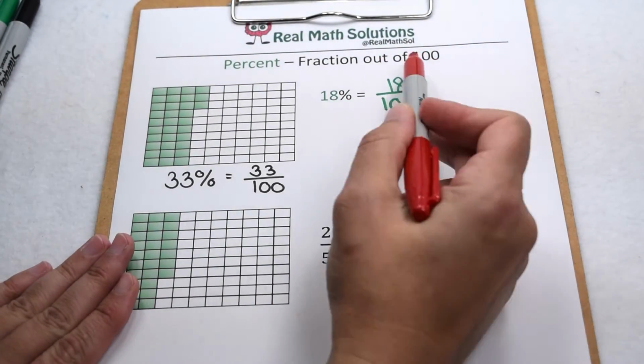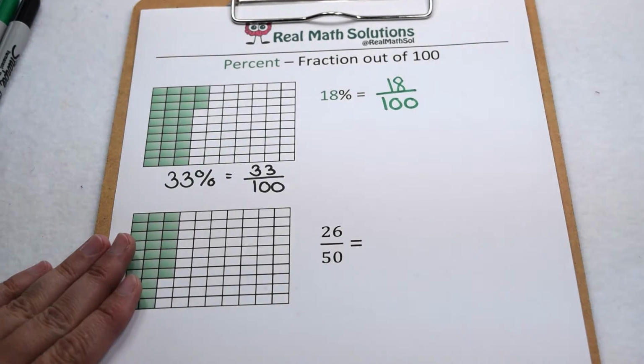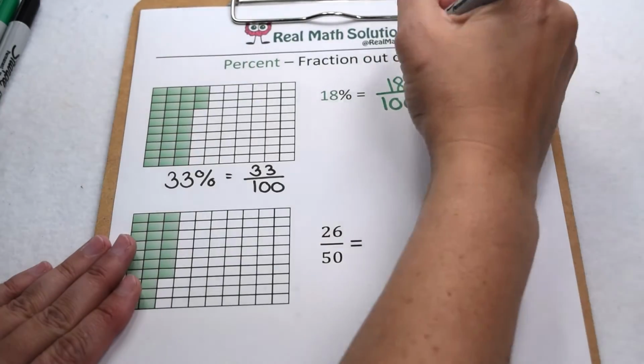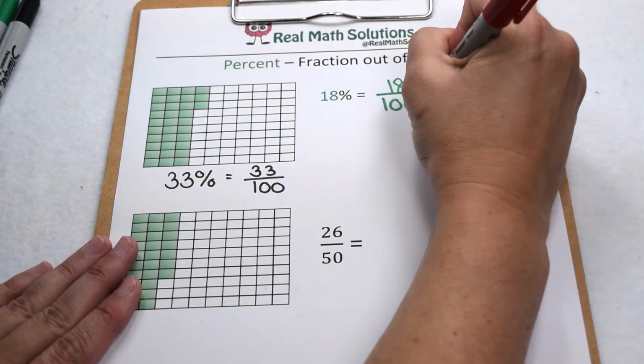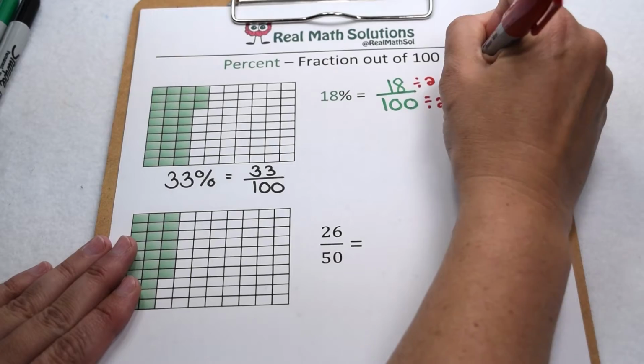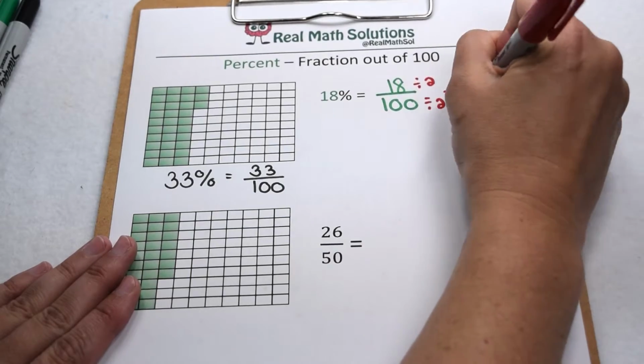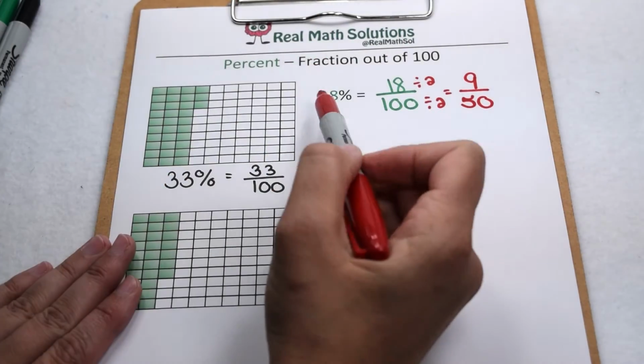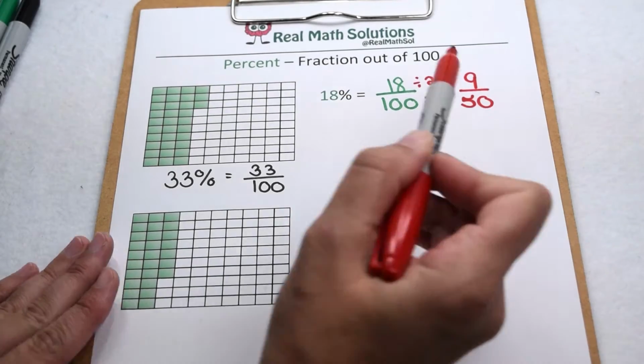Now when we work with fractions, we have to think about lowest terms. 18 out of 100 is a fraction, but we can still simplify that. Both 18 and 100 are even, so we can divide both our numerator and denominator by 2. When we do, in lowest terms, that puts us at 9 out of 50. So 18% is equivalent to 9 out of 50.